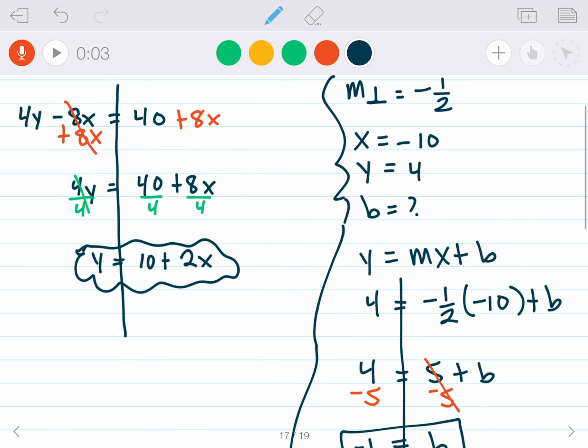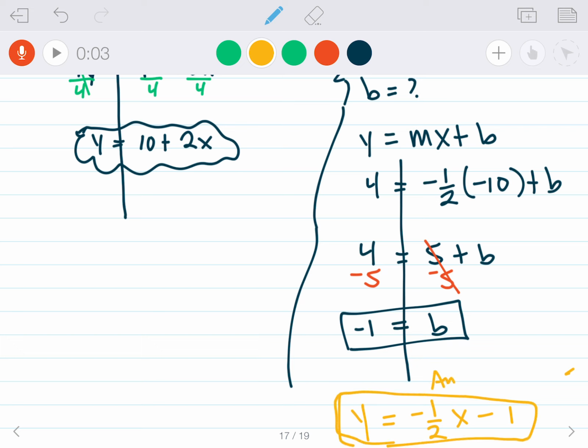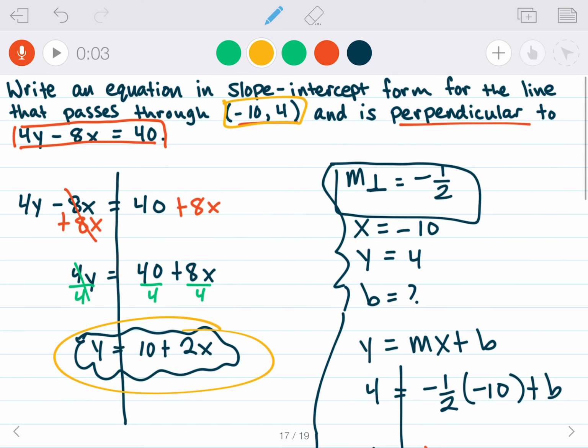Perfect. So we know what our slope is up here. It's negative 1/2. We know what b is. So our answer is y equals negative 1/2 x plus negative 1, which is minus 1. So this is our answer. So this line is perpendicular to the line that was given, and it is going to pass through negative 10, 4.